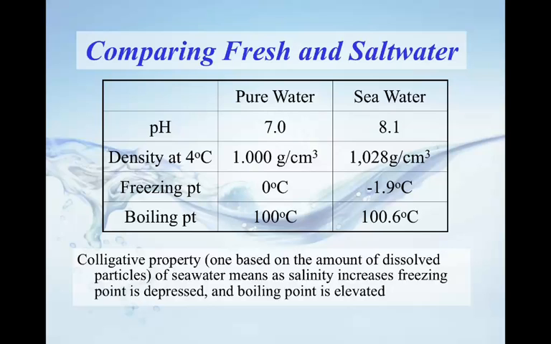So where we left off last time was in how to determine salinity. So now we can compare whether something's salty or fresh. Well, besides just salinity, how do fresh and salt water vary? For the most part, they're pretty much very similar.